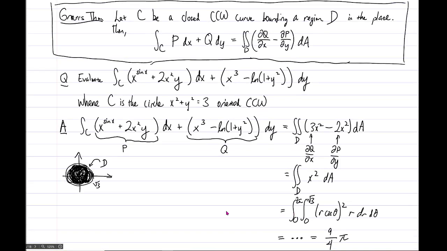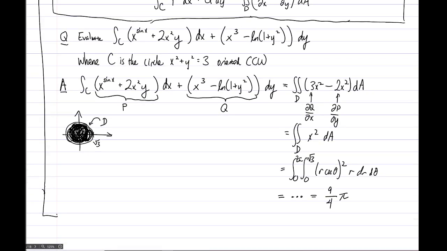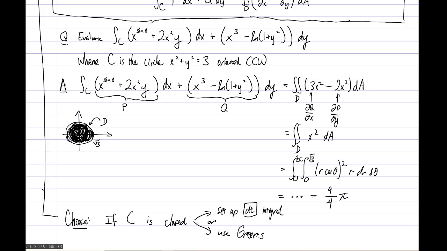So here's the point overall: now that we have this new thing called Green's theorem, in general, what you have to do is this. You've got to make a choice. If C is a closed curve, then you have two choices. And it's not guaranteed which one's the easier choice, but you should just pursue both options, right? You should either set up the dt integral and just do it like before you had ever learned Green's theorem, or you could use Green's theorem. And one of these might be easier than the other.